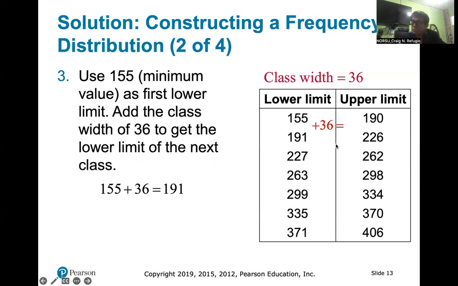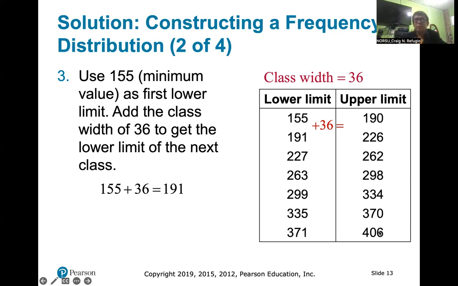Then all throughout, you're going to add 36. So 191 plus 36, 227. 226 plus 36, 262. 262 plus 36, 298. Then 227 plus 36, so 263. Then 263 plus 36, 299. 298 plus 36, 334. 334 plus 36, 370. 299 plus 36, 335. 335 plus 36, 371. Then 370 plus 36, 406.